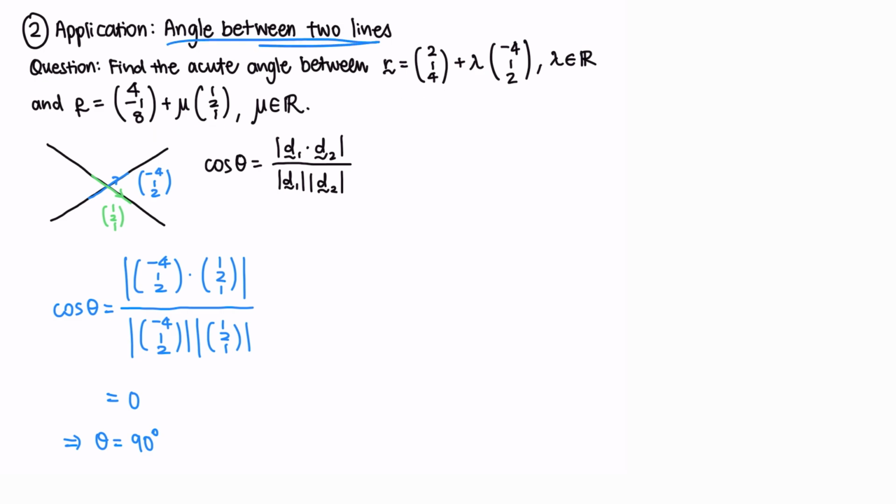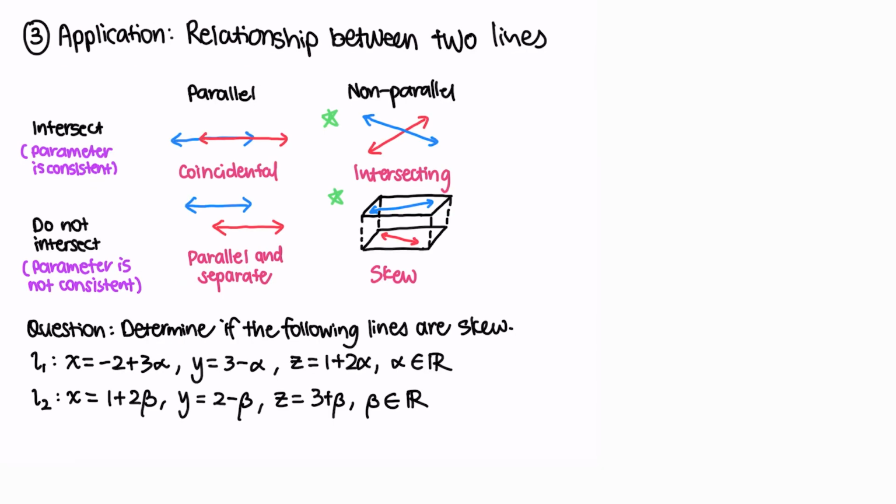Actually, the two lines don't even have to intersect for us to find an angle between them. Because we are looking from the top-down perspective, we are still finding the angle of 90 degrees between the two directional vectors. The final application for lines will be the relationship between any two lines.